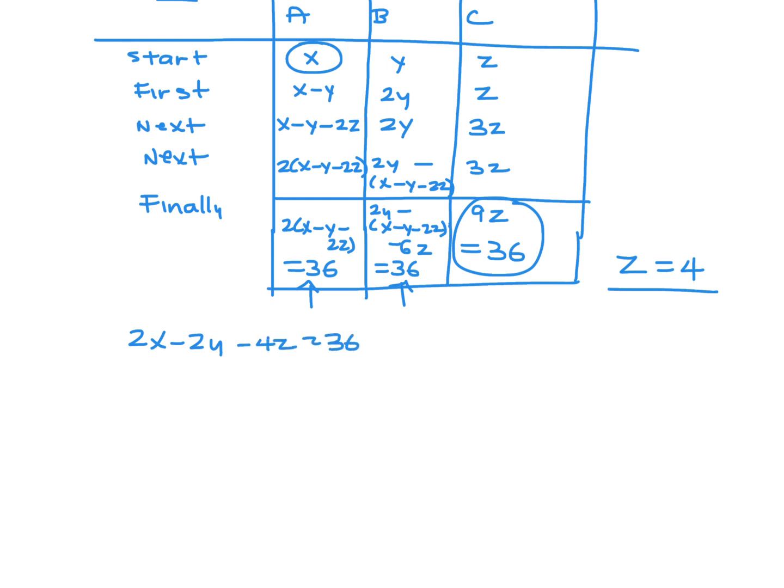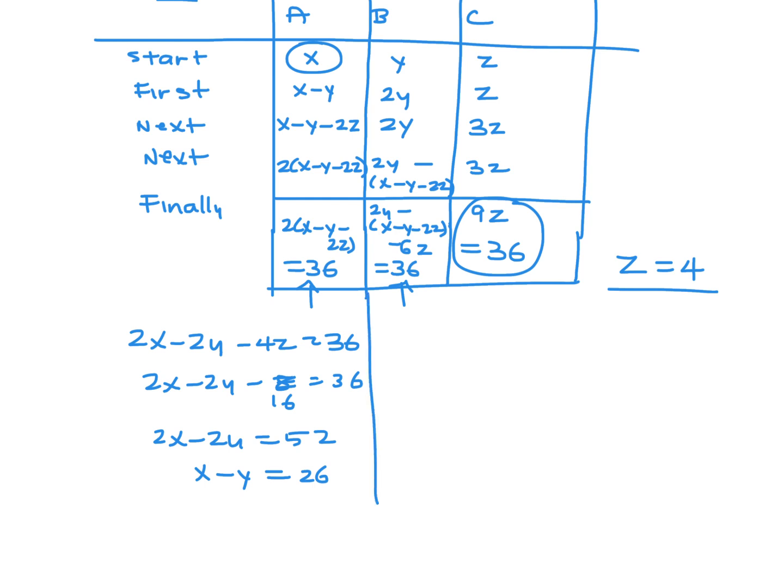So that basically means that 2x minus 2y, since z is 4, minus 8 is 36, or sorry, minus 16 I should say, since it's 4. So that means 2x minus 2y is equal to 52, and then when we divide through by 2, we get x minus y is equal to 26. So we do the same kind of thing on this guy here. So that will be 2y minus x plus y plus 2z minus 6z is 36. So 2y minus x plus y plus 8 minus 24 is 36.